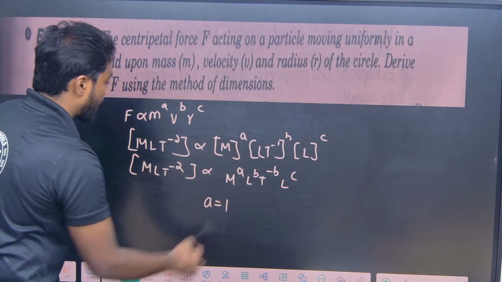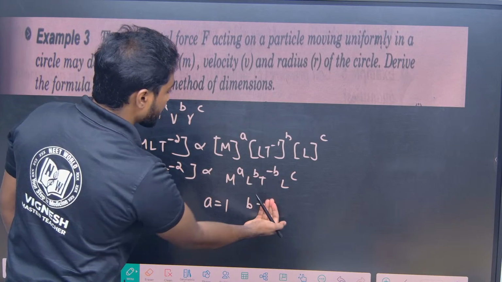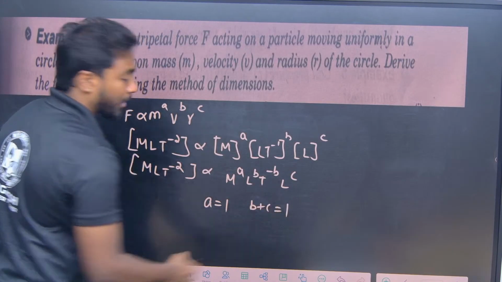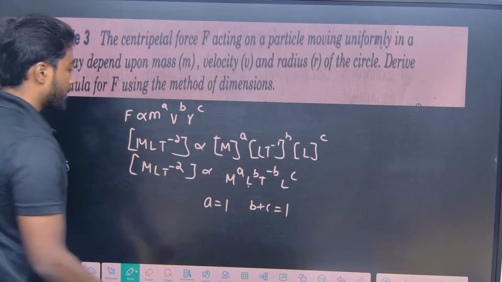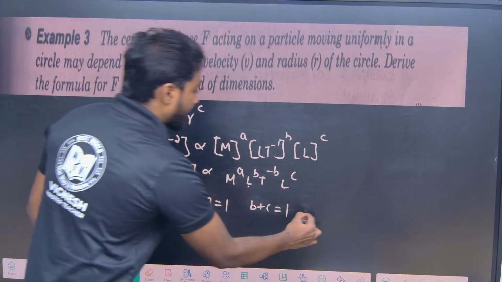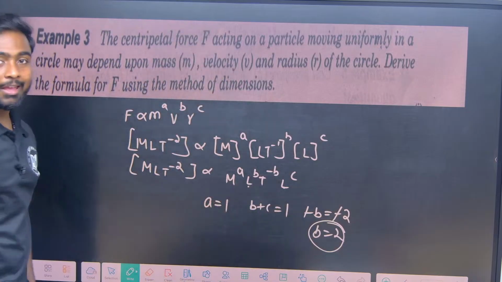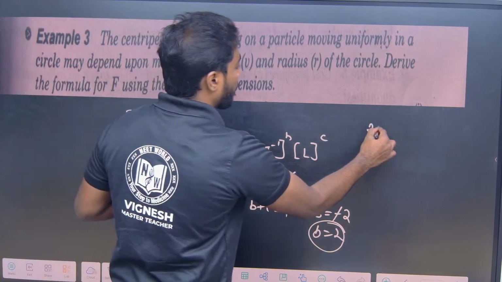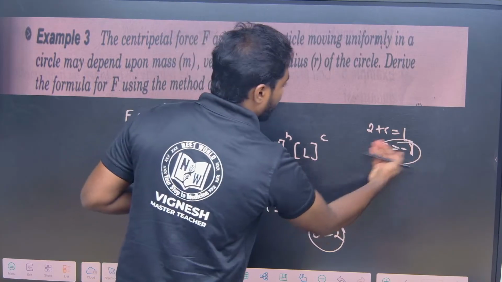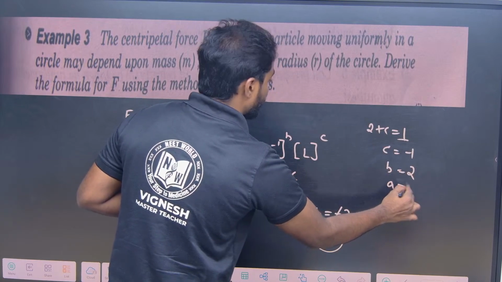So I can equate it now. a will be equal to 1. For L, b plus c will be equal to 1. For T, minus b will be equal to minus 2. Minus minus cancels, so b will be equal to 2. So we got b and we got a. What about c now? 2 plus c will be equal to 1, so c will be equal to minus 1. Let me write properly here: c is equal to minus 1, b is equal to 2, a is equal to 1.